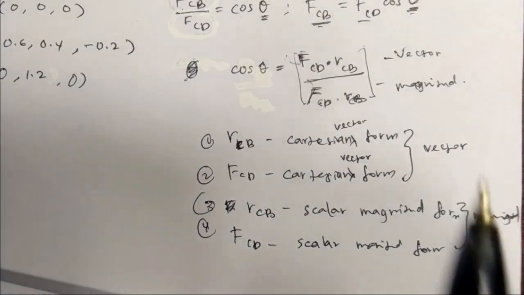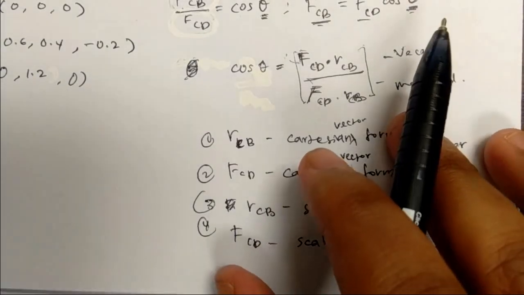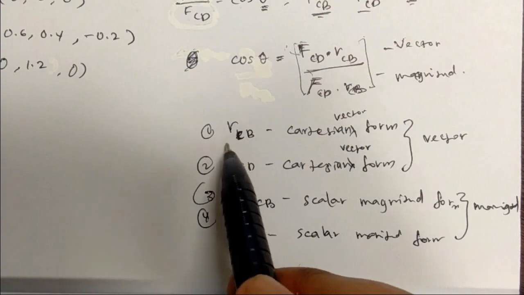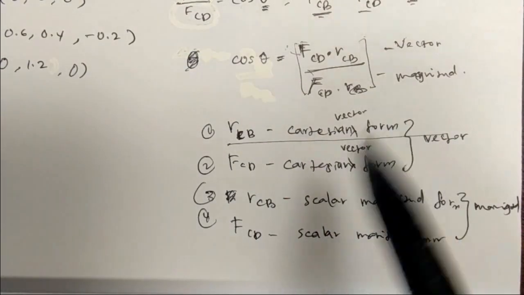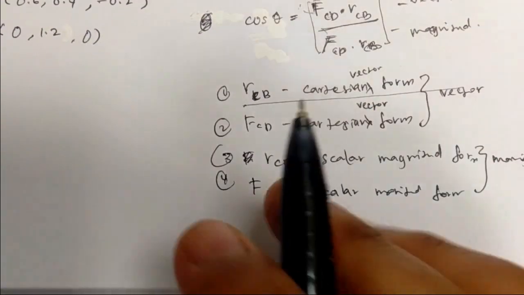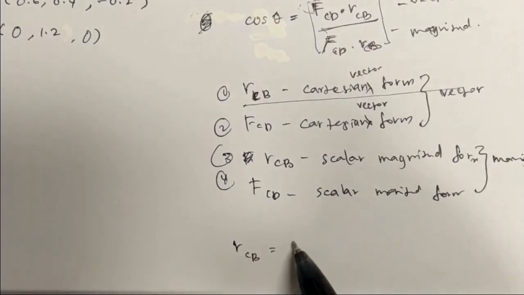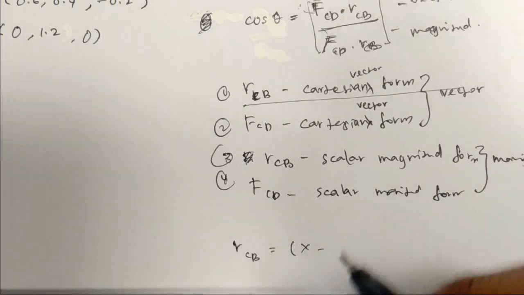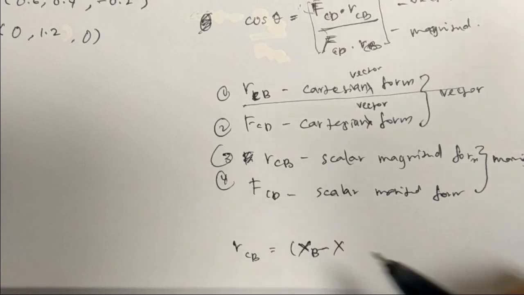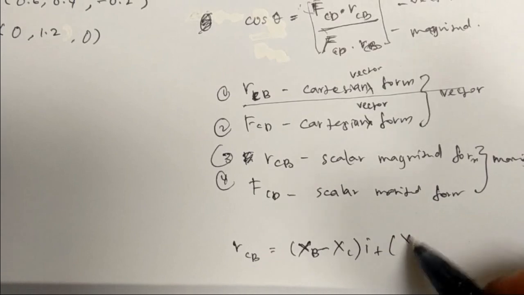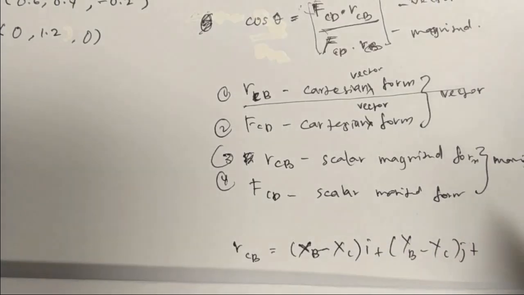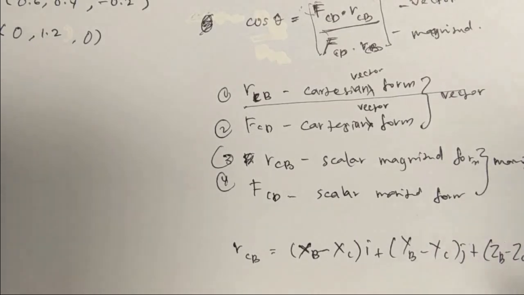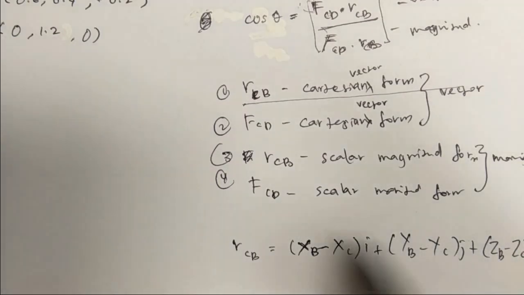So first we're going to get the RCB in Cartesian form. How do we do it? Still remember the vector position. The vector position is RCB equal to xb minus xc i plus yb minus yc j plus zb minus zc k. So this will give you the Cartesian form vector for RCB.